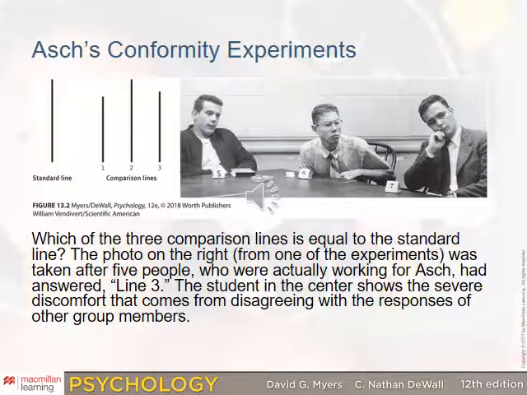So which of the 3 comparison lines is equal to the standard line? The photo on the right was taken after 5 people who were actually working for Asch had answered line 3. The student in the center shows the severe discomfort that comes from disagreeing with the response of other group members. Solomon Asch's experiments actually revealed the degree to which a person's own opinions are influenced by those of groups. Asch found that people were willing to ignore reality and give an incorrect answer in order to conform to the rest of the group.